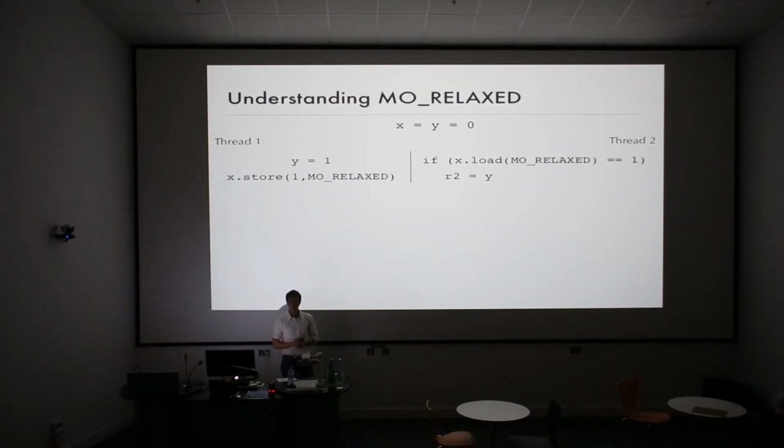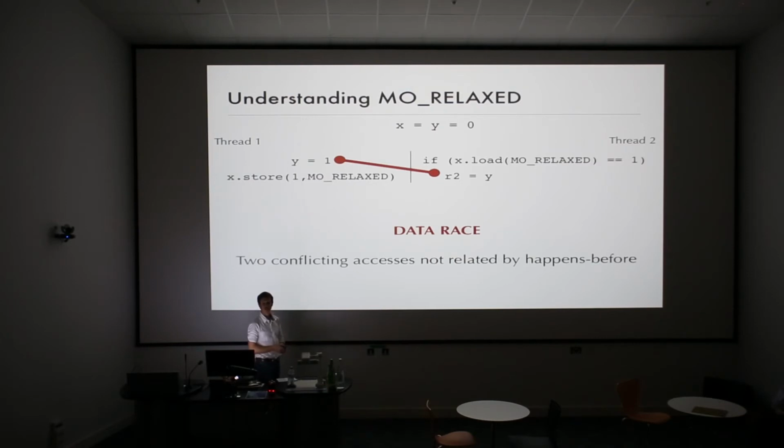What if we write the same program with relaxed? Okay? So instead of release-acquire, we use relaxed. Well, we get a data race. Why? Because there is no synchronized-with relation between these two events. And then we end up with two non-atomic accesses to Y, among which one is a write, and they are not related by happens-before. So this program is undefined, it can end up with any result.